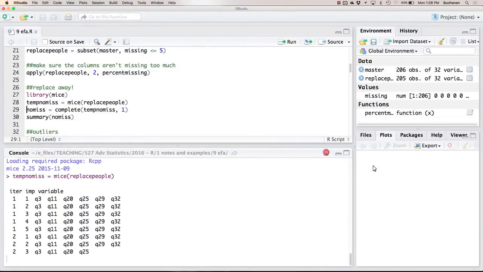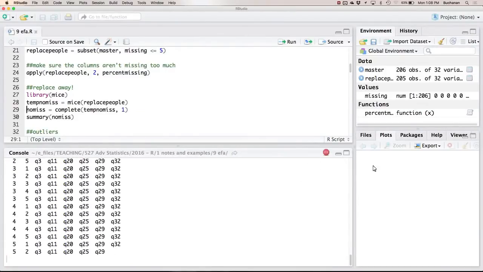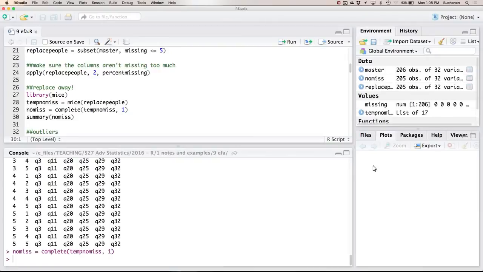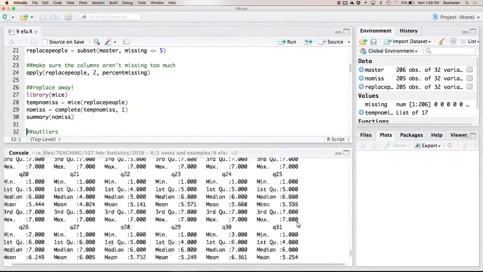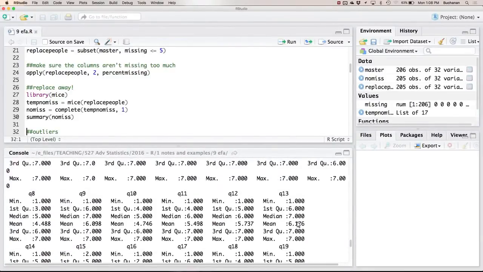Okay. And this is the same mice code that we've been using. Thankfully, it's pretty quick. Create my no miss data set with that complete function. And now I shouldn't have any missing data. So you want to make sure all the missing data is cleared up. You can estimate it as part of the EFA, but it's not as pretty of an estimation as mice gives you.